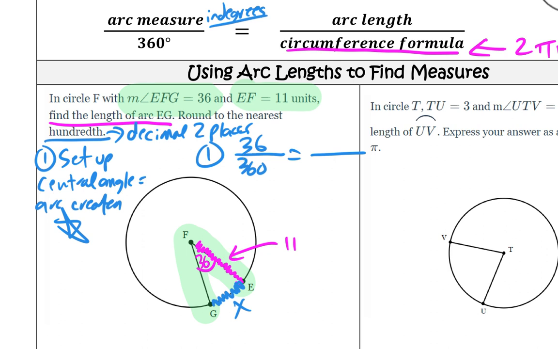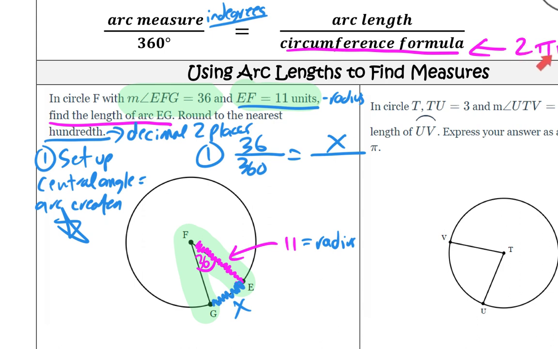Now we've got the left side. On the right side, we said the arc length, which is what we're trying to find, so we put X there. Then it goes over the circumference formula, which we said is 2 pi r. One thing we want to know is that EF is the radius, because it goes from the center to there. So this is our radius right over here, and we're going to remember that when we put it in.